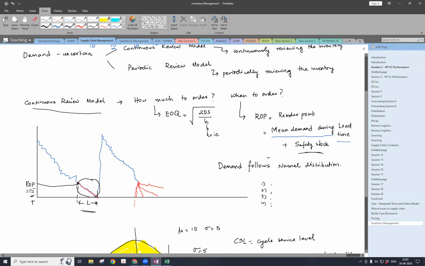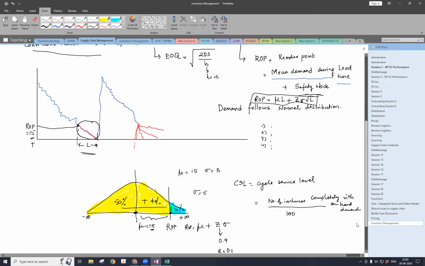Now, the more apt formula that I'm going to use is mu into L plus Z sigma root L. This is the formula that we have been using for the reorder point, mu L plus Z sigma root L. The Z sigma is coming from there, and instead of just L, we are using root L. Now, why is this root L happening?